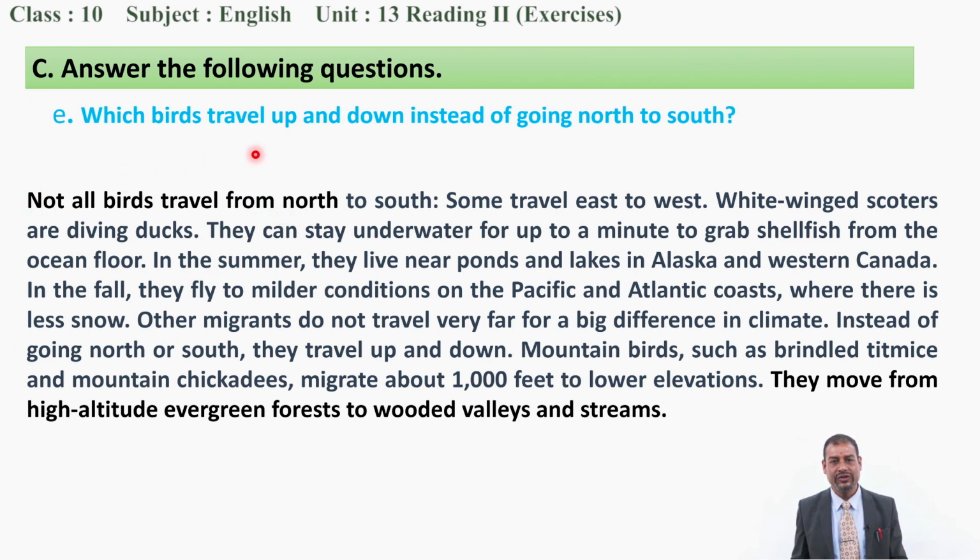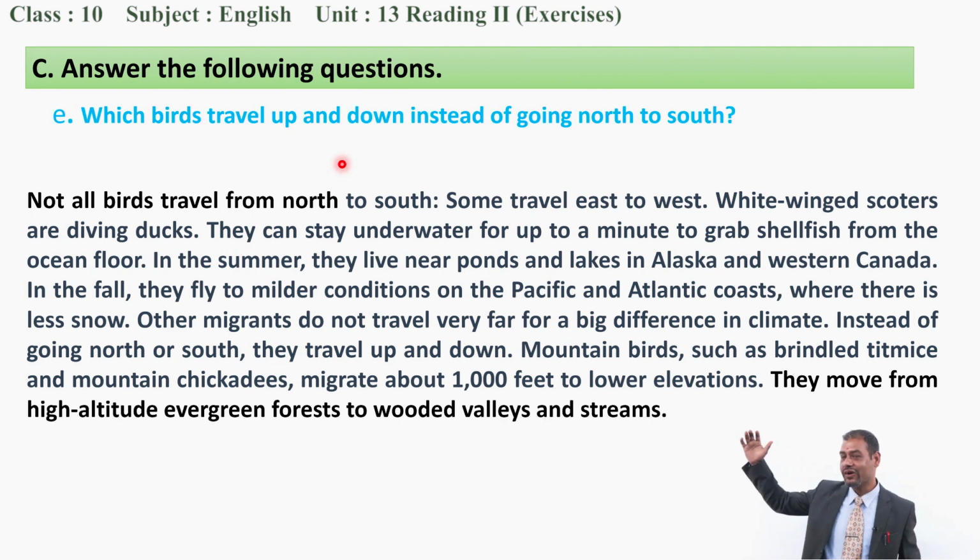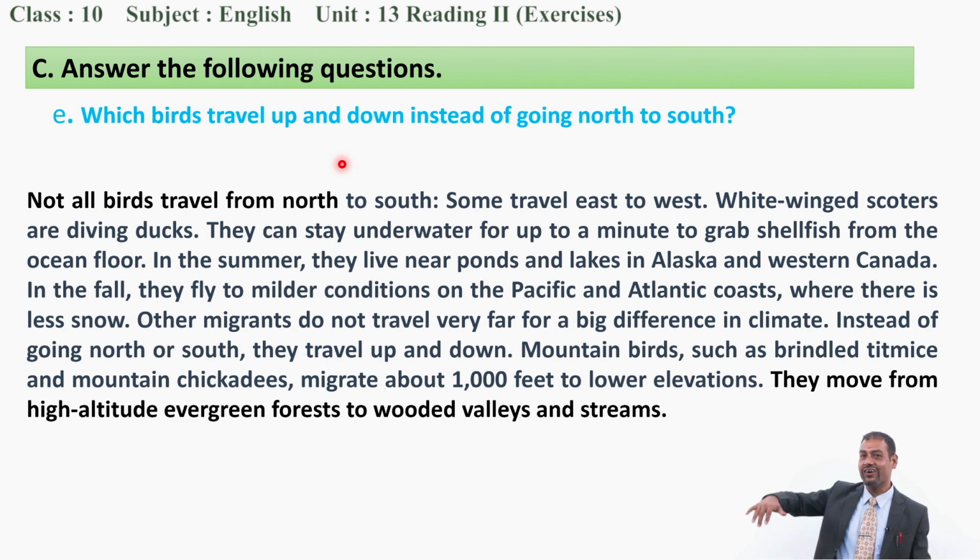Now next one again is E. Which birds travel up and down instead of going north to south? What thing do you have to find out here? What information? Yes, you have to find out the name of birds here. The birds that do not fly from one direction to another direction, instead fly up and down. So where do you find it? Again, please read the lines and locate the information.